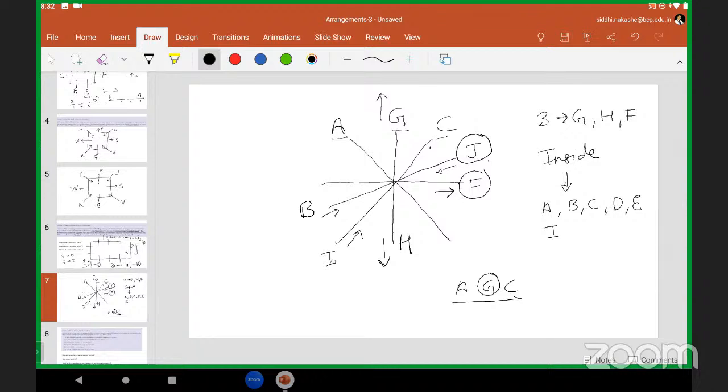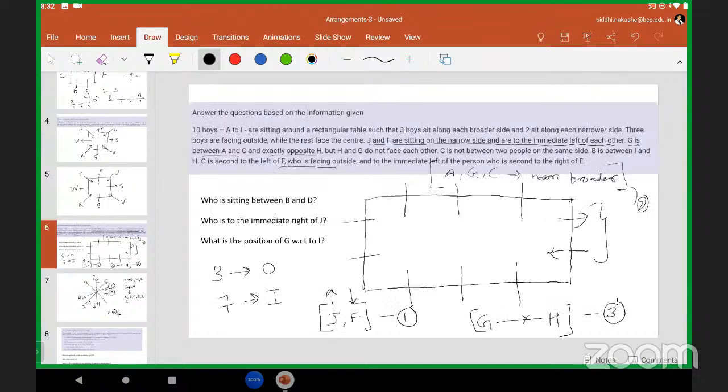Okay. So what remains is D and E. What are the statements given for D and E? Let us focus on the last statement: C is not between two people on the same side. Okay, B is between I.